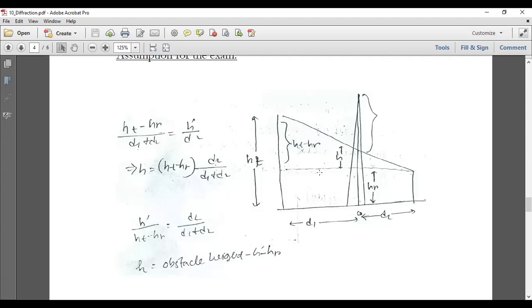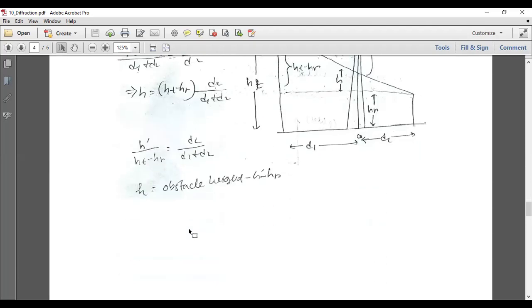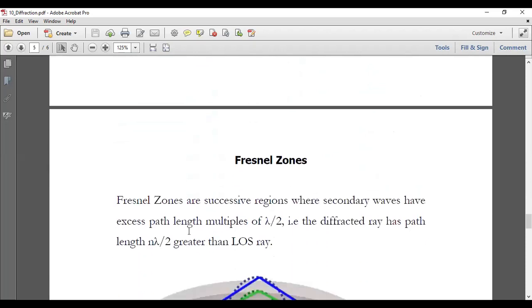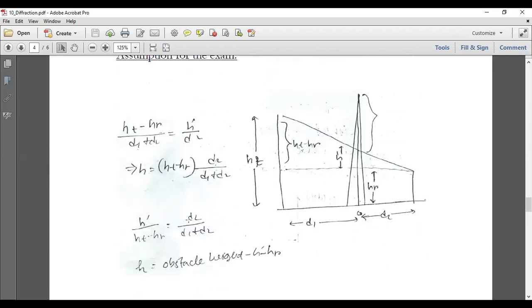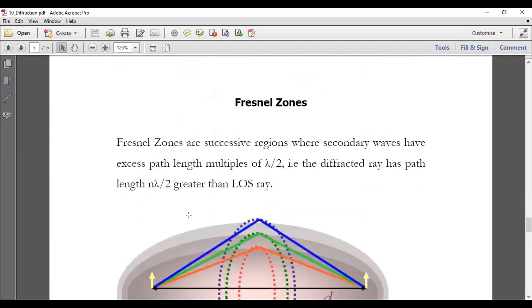Once you determine H prime, having said that HR is given and all these values are also given, you can calculate H prime, and then you can calculate H. So this is the part of the obstacle above the line connecting the transmitter and the receiver. Use this approximation at the time of the exam, when you work out problems. Any questions? If not, we'll move to the next part.